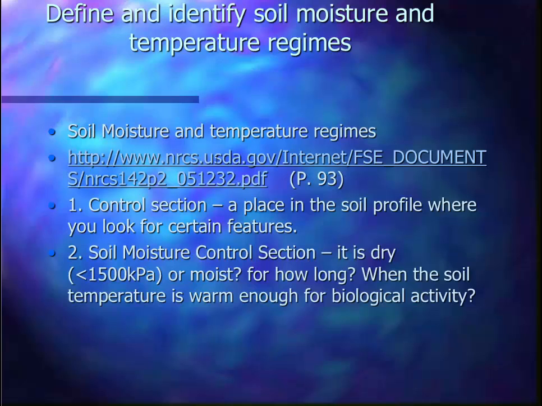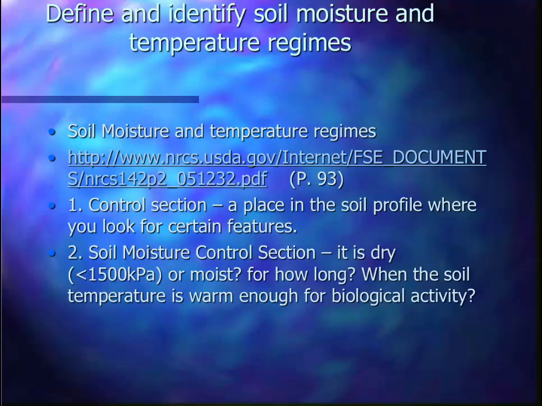The first thing that we need to talk about when we address soil moisture and temperature regimes, and we're going to use this for other stuff too, is the concept of a control section. A control section is a place in the soil profile where you look for certain features.